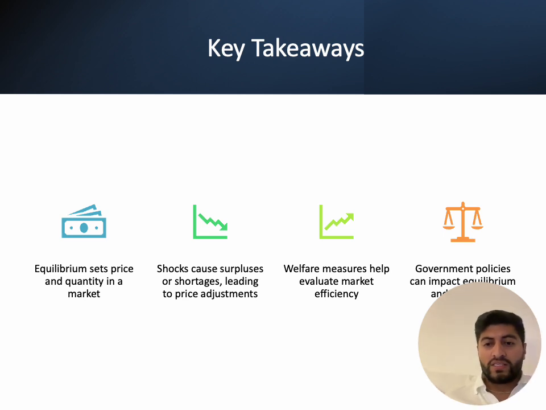To wrap this up, guys, equilibrium balances price and quantity. It sets price and quantity in the market. Shocks to supply or demand cause shortages or surpluses, but prices adjust over time. They will eventually find their way to the equilibrium mark. Welfare measures like consumer and producer surplus help us see if markets are efficient. If they're not in equilibrium, they are not in an efficient state. And government policies can impact equilibrium and efficiency, and they can either help or harm market outcomes.